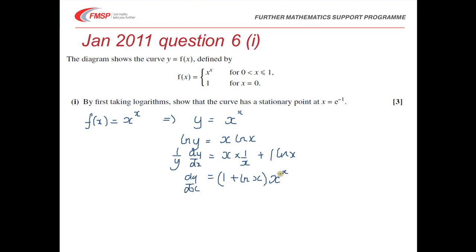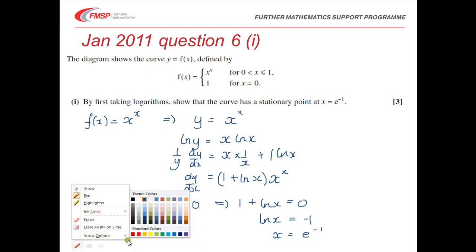So we know that the stationary point is when dy by dx is equal to 0. So we can put 1 plus log of x, times x to the power of x, equals 0. But that is going to imply that 1 plus log x is equal to 0, since x to the power of x cannot be equal to 0. And that in turn implies that log x is equal to minus 1, so x is equal to e to the minus 1. So just 3 marks for that question.